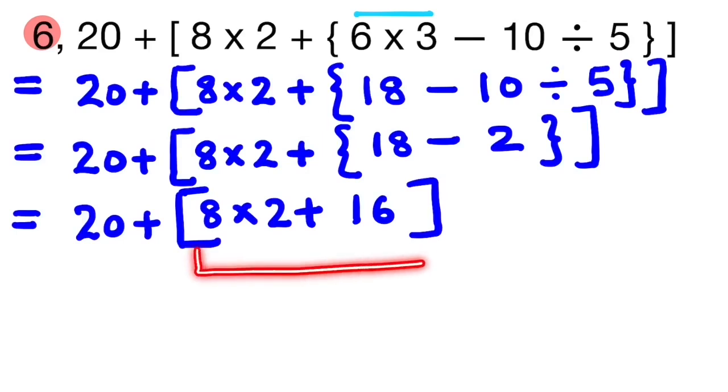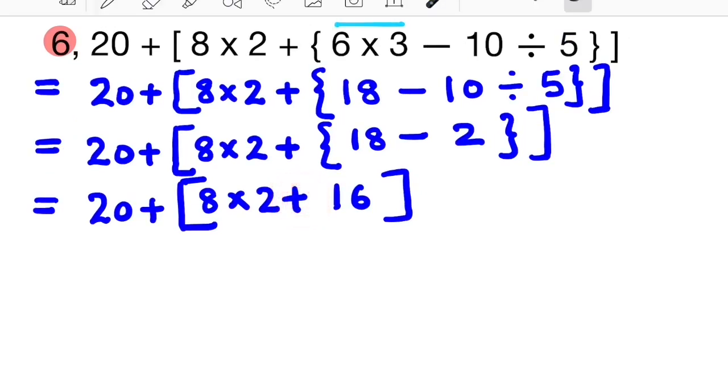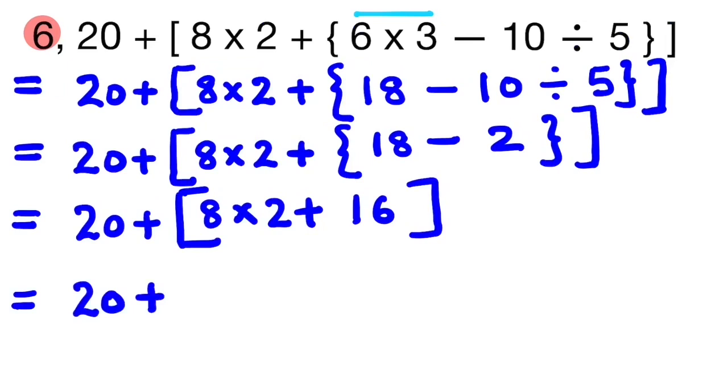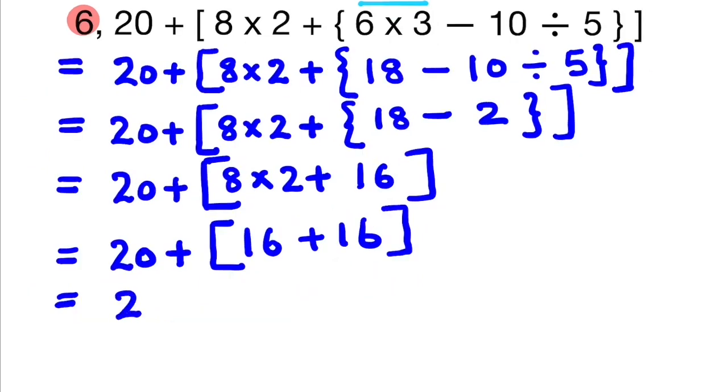Now let us remove square brackets. Inside square brackets, we have two operations, multiplication and addition. We should do multiplication first, then addition. 8 times 2 is equal to 16 plus 16. 16 plus 16 is equal to 32. 20 plus 32 is equal to 52.